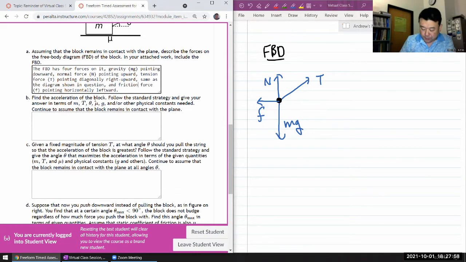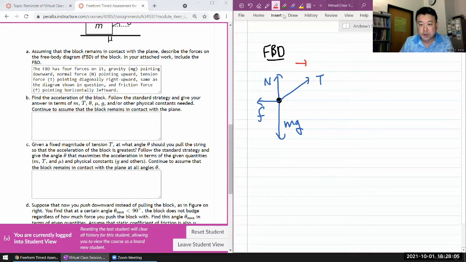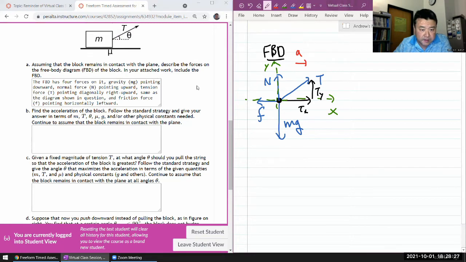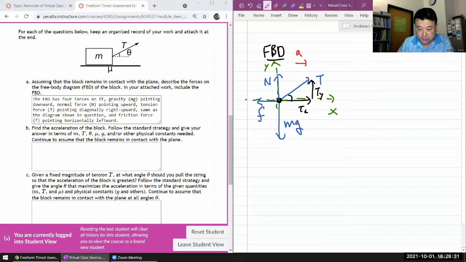Okay, so I'm going to go through the standard strategy. I've done step number one. Let me do step number two. I know my acceleration is pointing this way, so my axes have to be x and y. That's my step number two. For step number three, I need to break down my forces into components. Let me break down tension into x component and y component. And here, I'm given the theta right inside the triangle already. So I have T y equal to T sine theta, it's on the opposite side, and T x equal to T cosine theta, which is adjacent to the angle. Okay, that's my step number three.